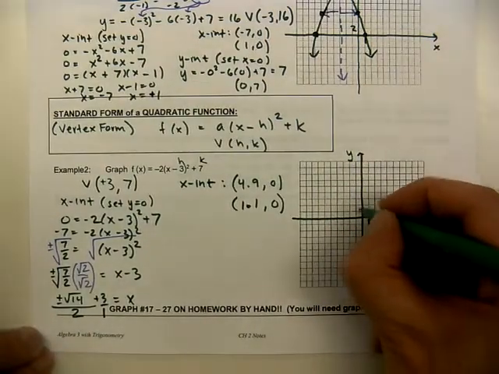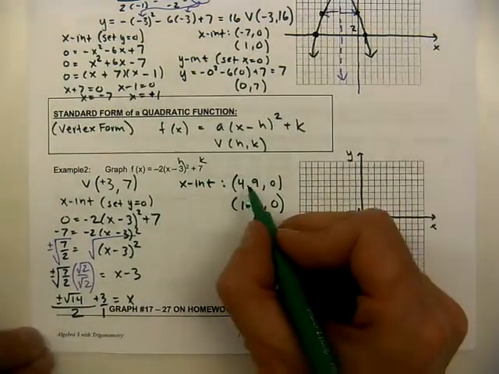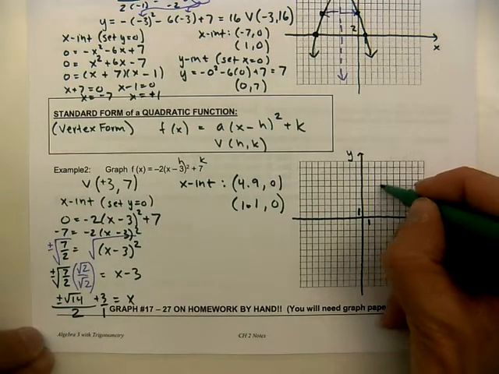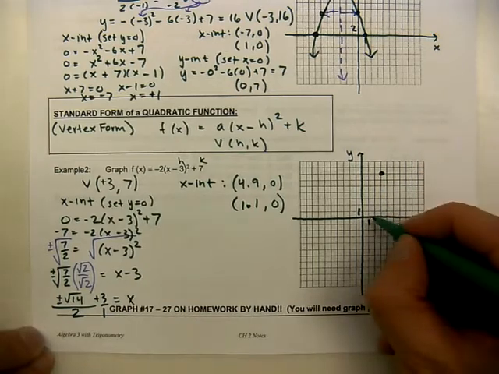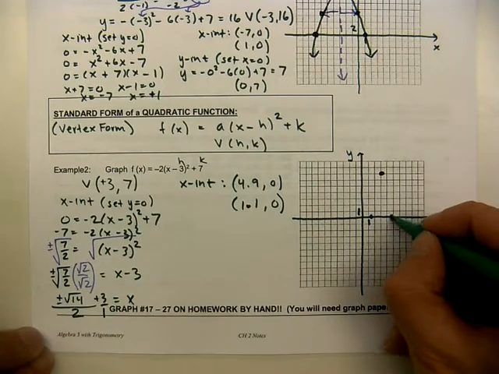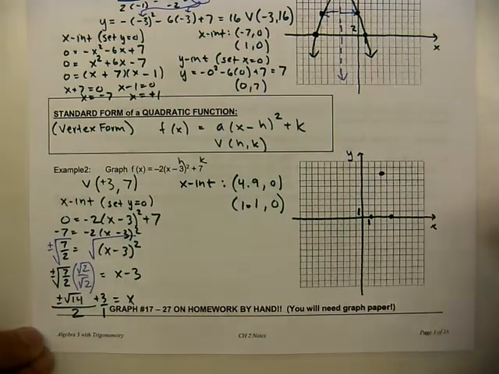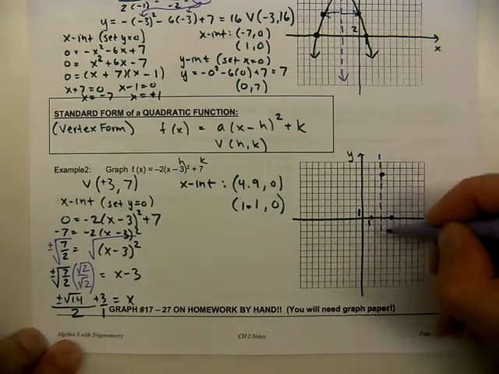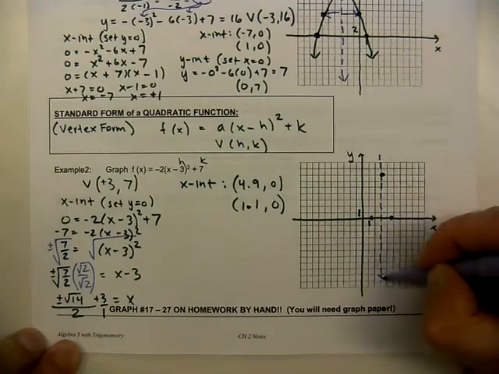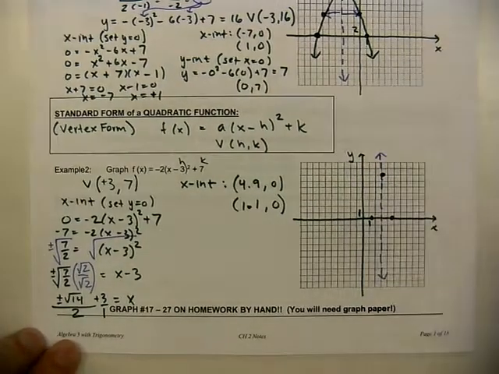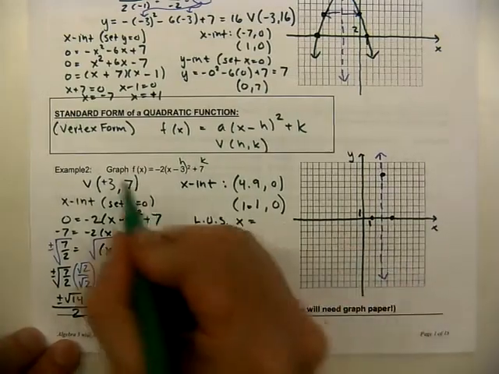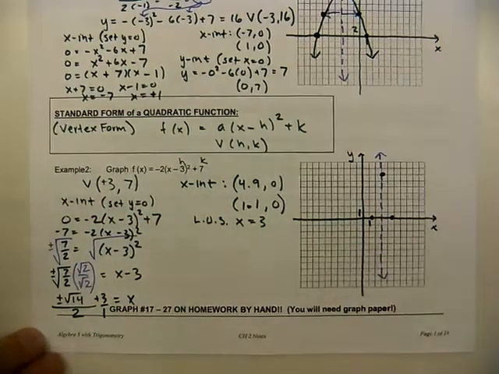So on my graph, my scale will be 1s on both axes. So let's see, we have a vertex at (3, 7). And plotting the x-intercepts. It's a fairly narrow parabola. Our line of symmetry goes right down the center. It's like a center line. And it goes right through the vertex, right? So if we had to write the equation of that line of symmetry, that would be x equals, and the x-coordinate is 3, so x equals 3.